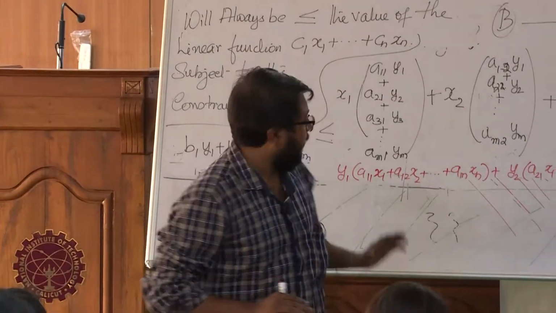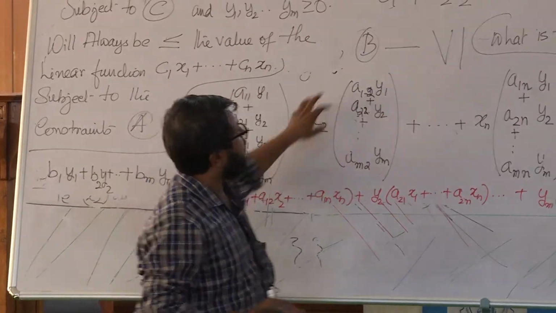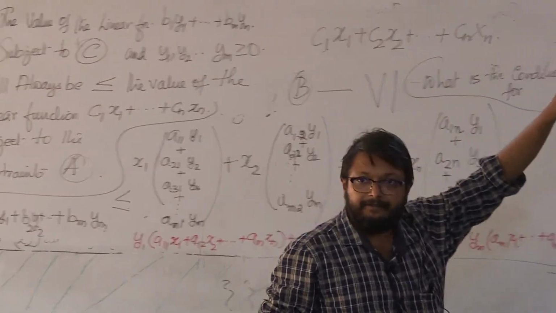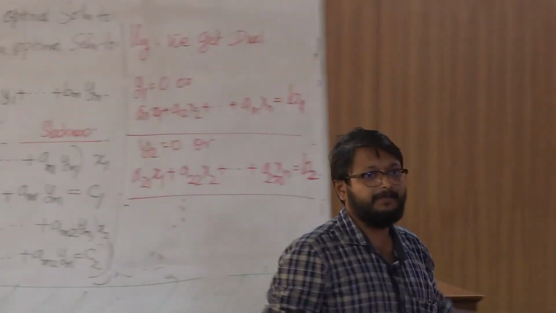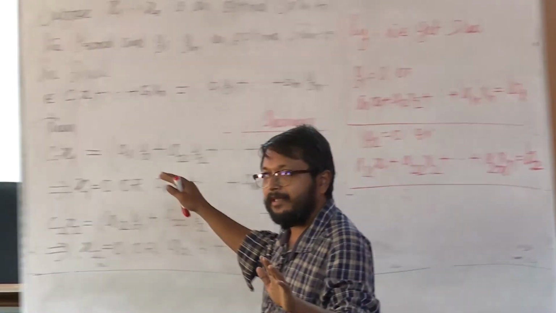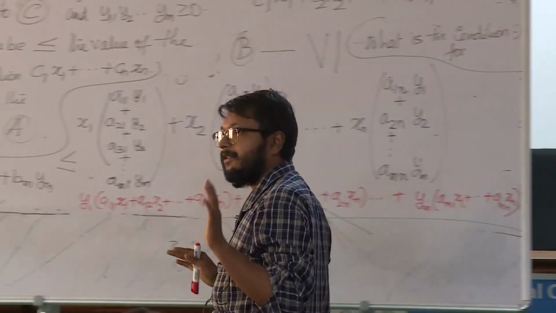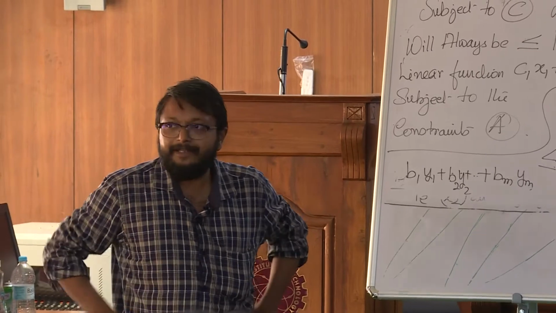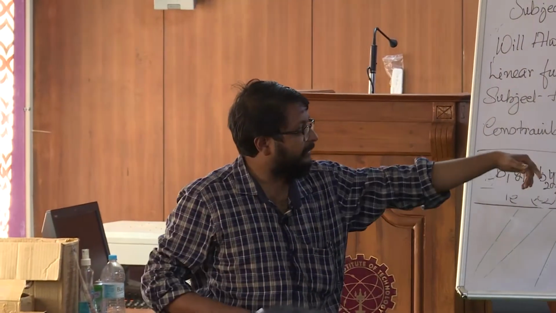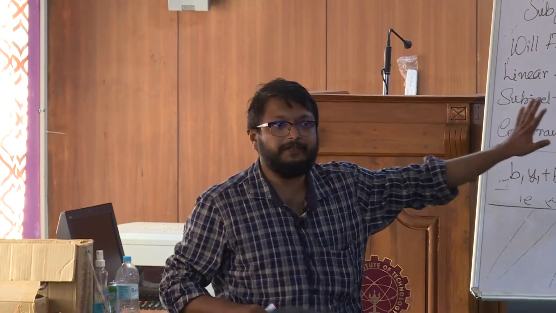But otherwise, that any solution to this should be less than or equal to any solution to this is actually very easy to see, and when equality holds, these conditions should hold. So this is what textbooks give you as complementary slackness conditions, and what we have done is the proof.